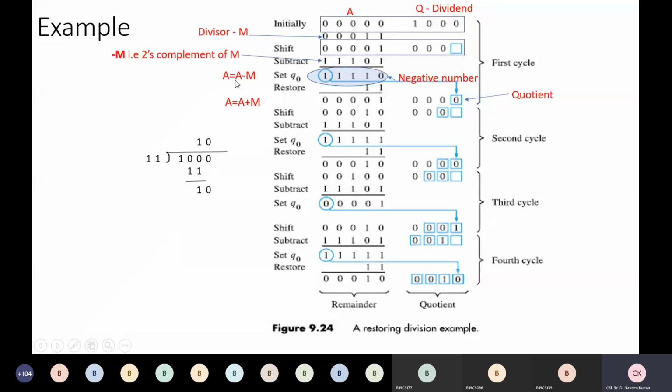Right. Next, what you need to do? A is equal to A minus M operation I need to do. That is, in the example, 2 minus 13. In the similar way, assume this is a 2, and from 2 I am doing minus 13. 13 is the divisor. So minus M. So what is M here? 1000 is the M. Sorry. This is the M.